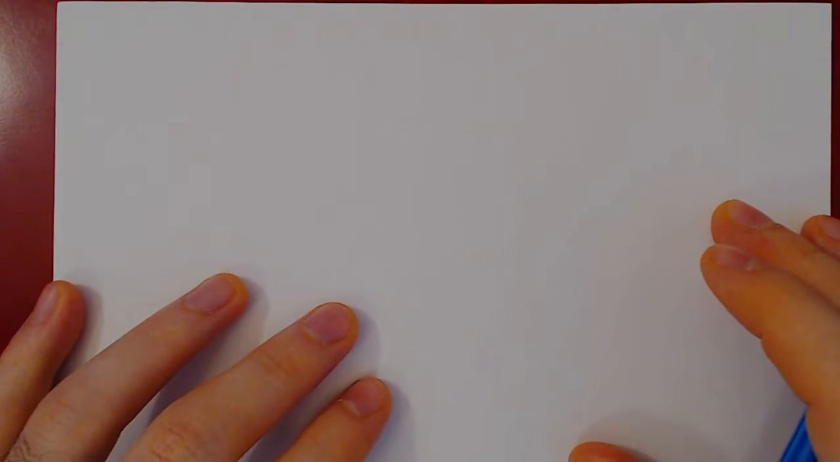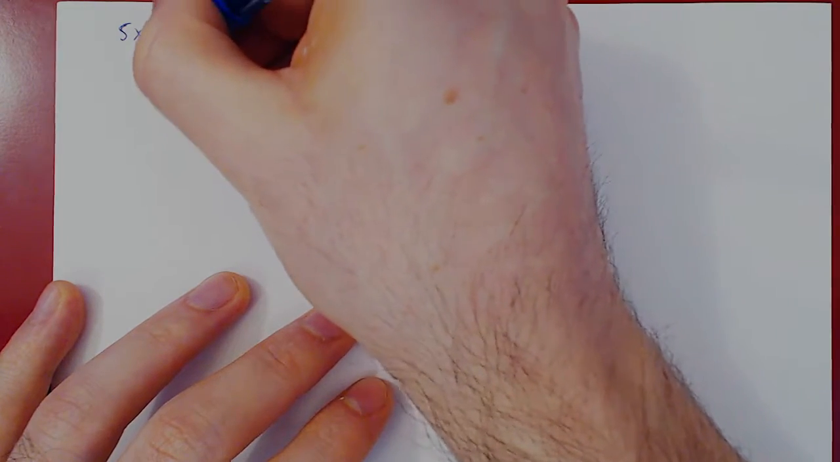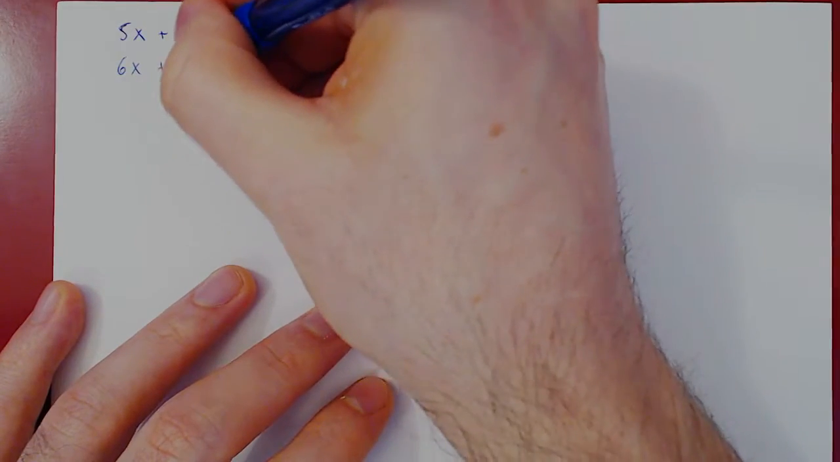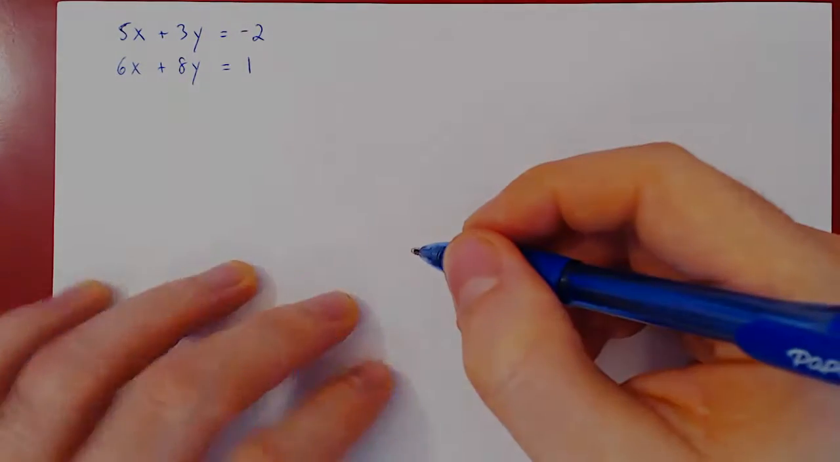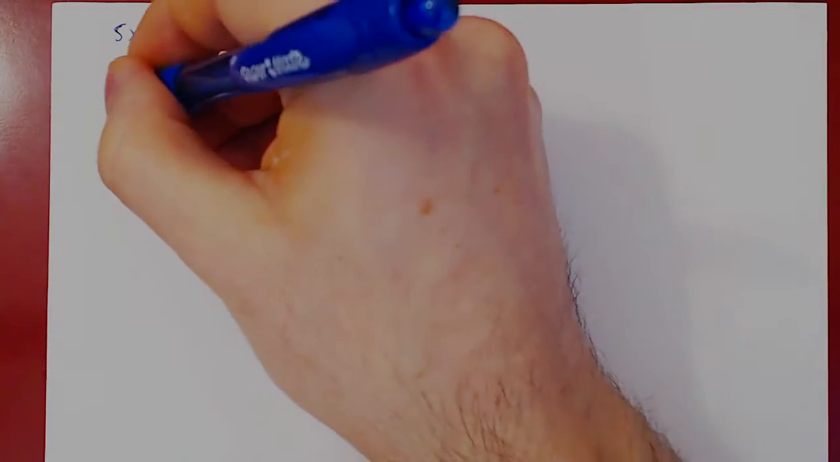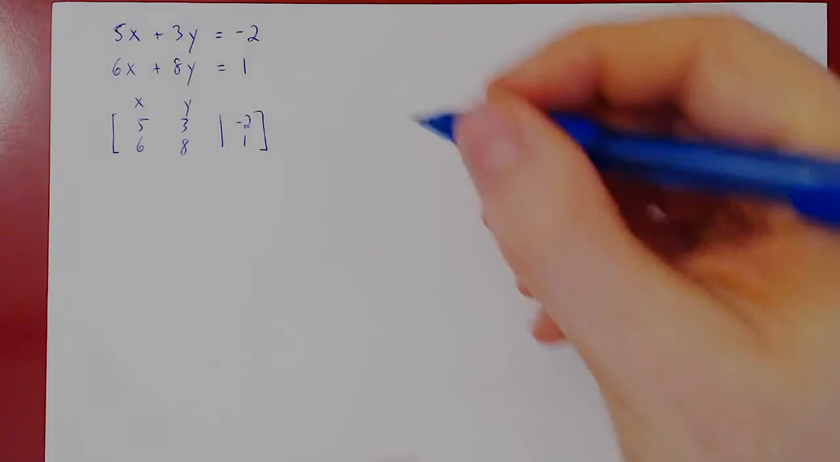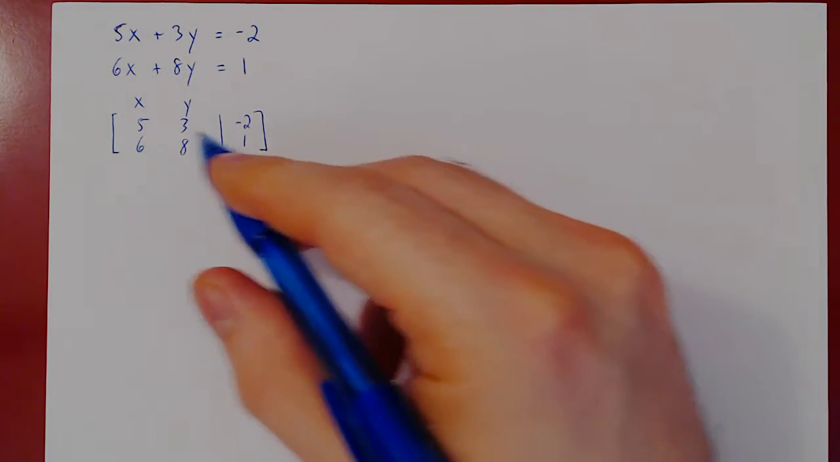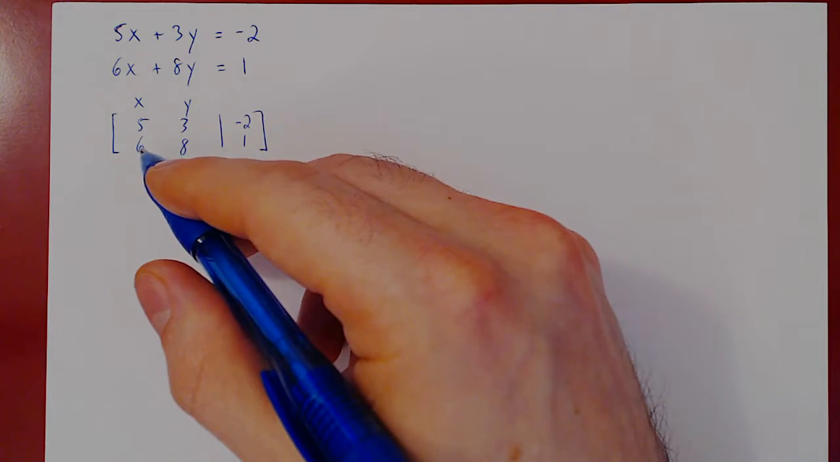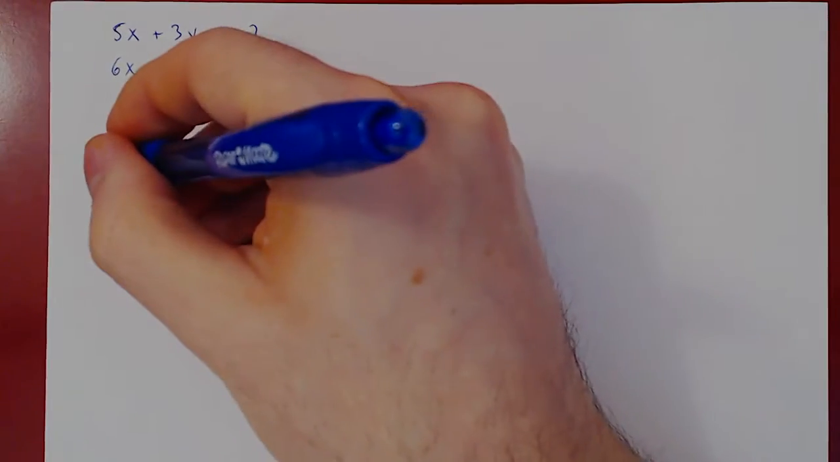So here's the system. We'll take 5x plus 3y equals negative 2, 6x plus 8y equals 1. Let's solve this linear system using the augmented matrix and row reduction. Well, let's not multiply by 1 over 5. Let's do row 1 minus row 2, and then we'll negate row 1 to try and avoid fractions as long as we can.